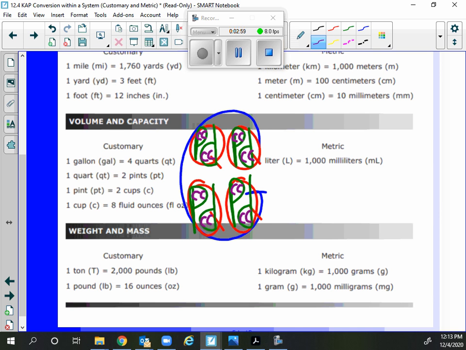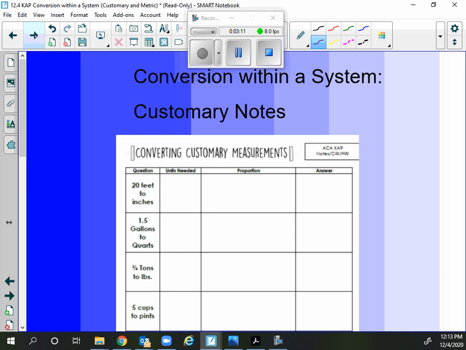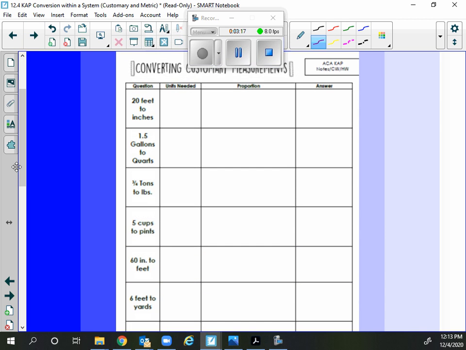Okay. You guys have done this stuff before when you were in elementary school, but we want to just go over it again today. All right. Are you ready, Mr. Krause? Here we go. Conversion within system, customary notes. You guys have this, so make sure you're writing along with me. Those of you who are learning online, it's on Canvas.